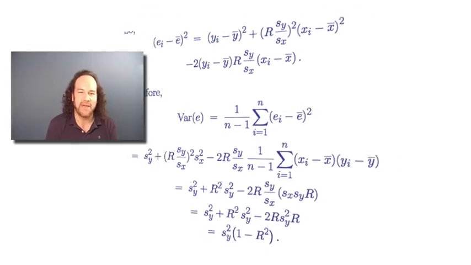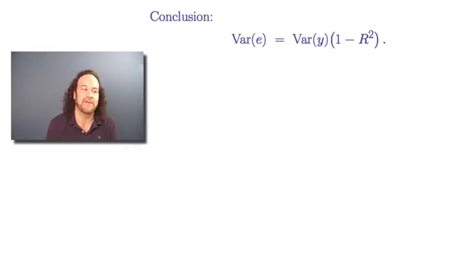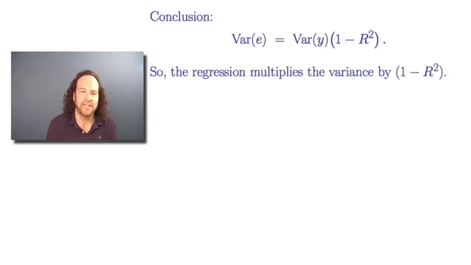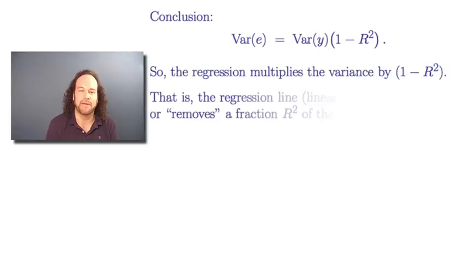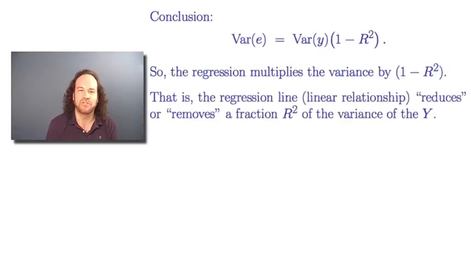So that is to say, when we put it all together, we can say the variance of the residuals E is equal to the variance of the y values, the yi's, multiplied by 1 minus r squared. So what does that mean? It means when you do regression, you multiply the variance by 1 minus r squared, or once you take away the linear relationship, that removes or reduces a fraction r squared of the variance of y.